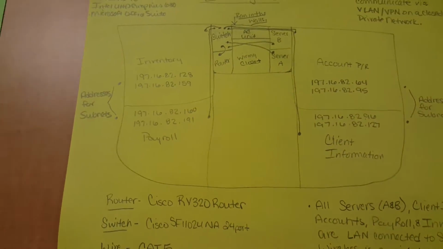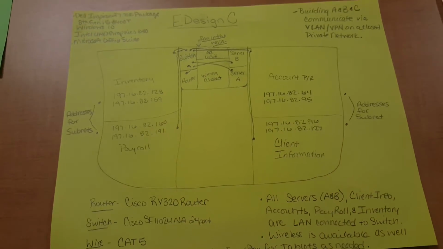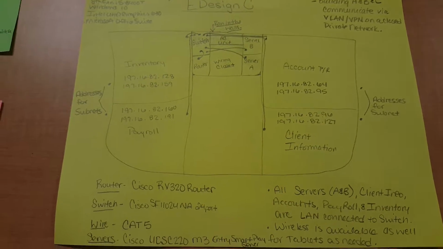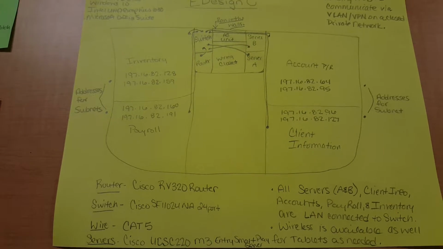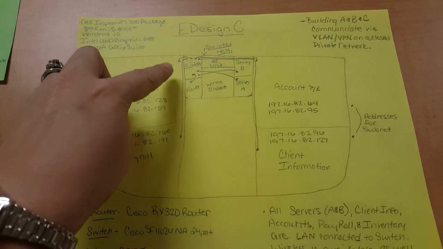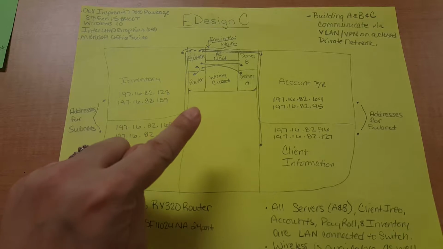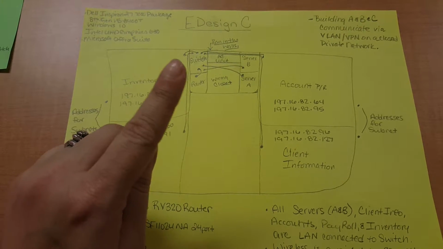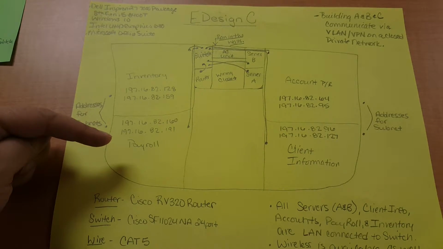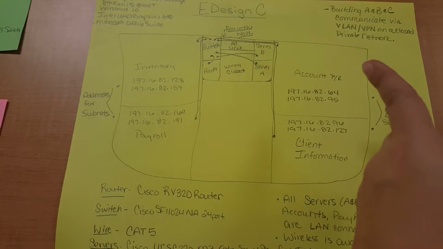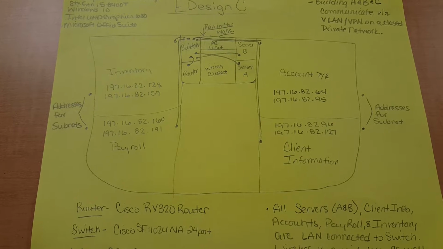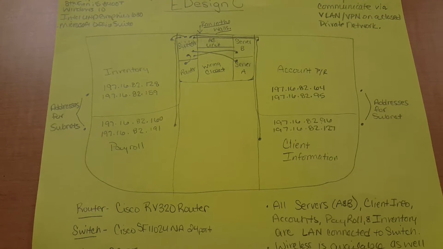So building C, this is our administration building. It is 4 miles away from the other locations. The topology in this building is going to be a star where everything talks individually to the switch, which then talks to the router and is tied to the servers. You have your inventory department and your payroll. You have accounts payable and receivable and client information offices. These offices are set up as of this moment for just one person.